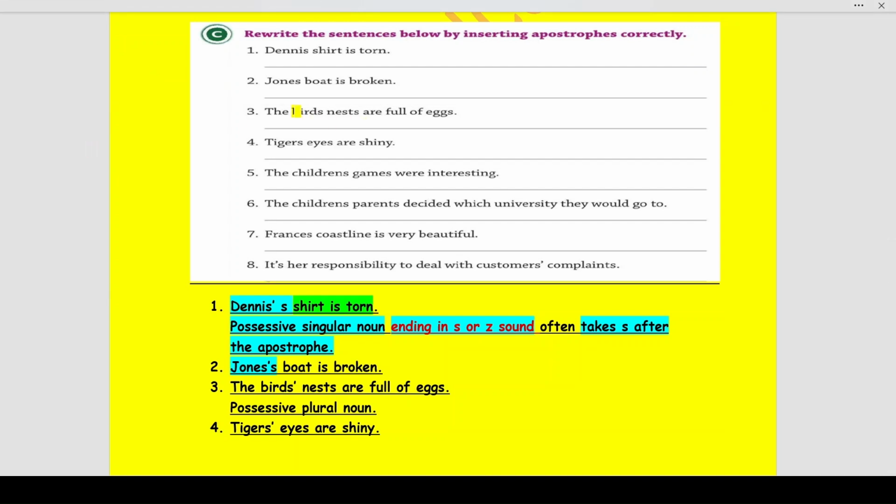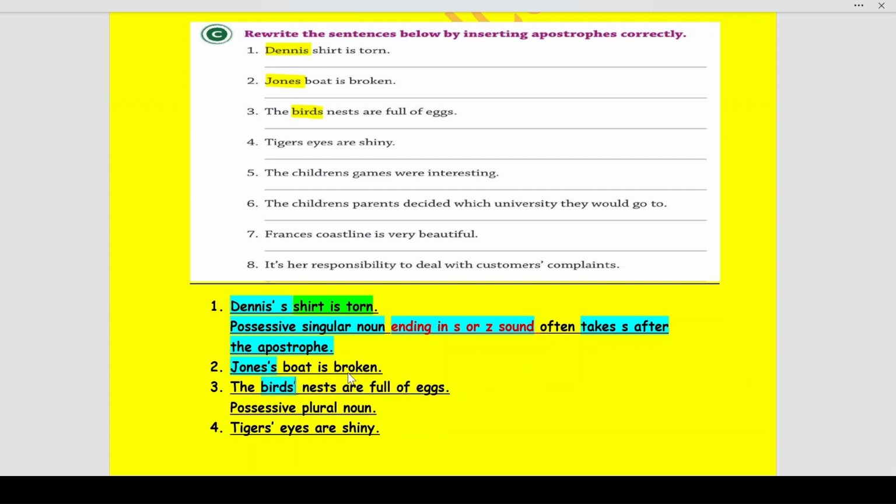Next, the birds' nests are full of eggs. Here, students, birds is the plural noun. In Jones, it was a singular noun, and the singular noun Jones was ending in S. In the first sentence, Dennis was a singular noun and it was ending in S. So, for singular nouns ending in S, like Dennis and Jones, we will add apostrophe S to make it a possessive noun. But birds is the plural form of bird, and it is ending in S. So, we will just write the birds followed by apostrophe.